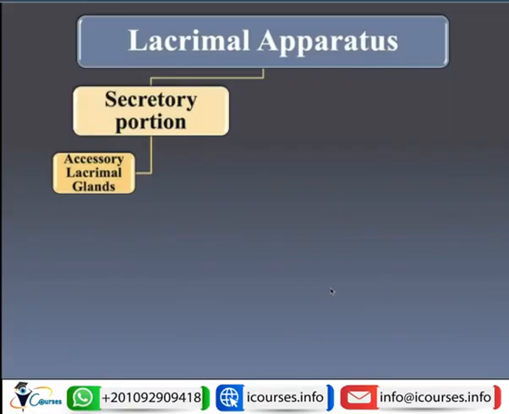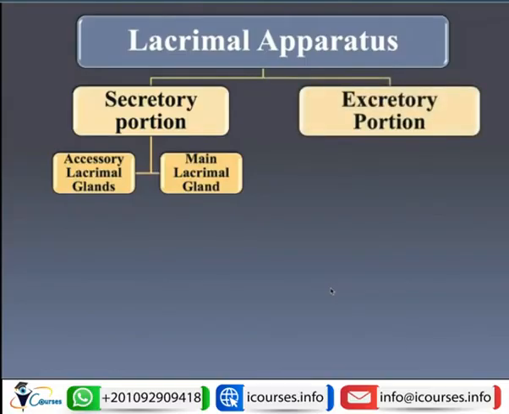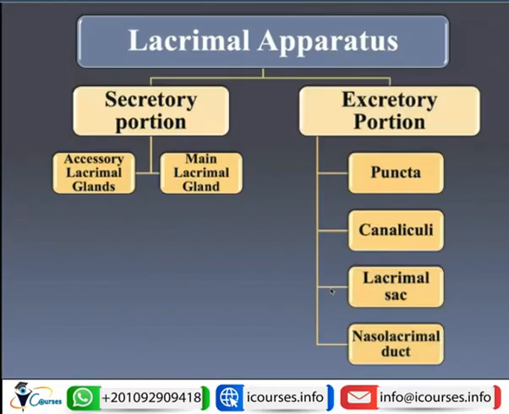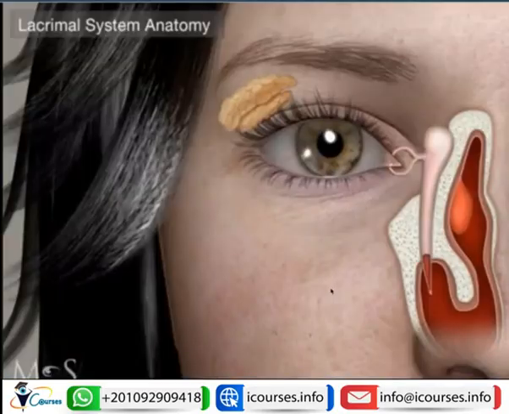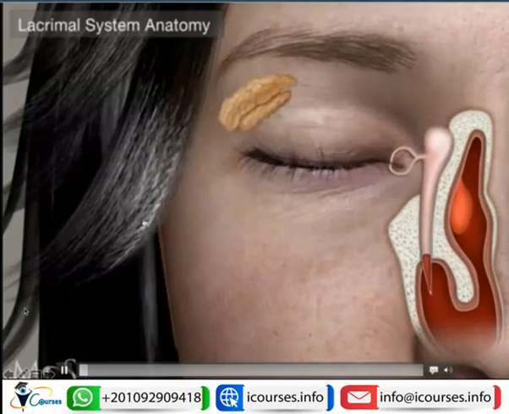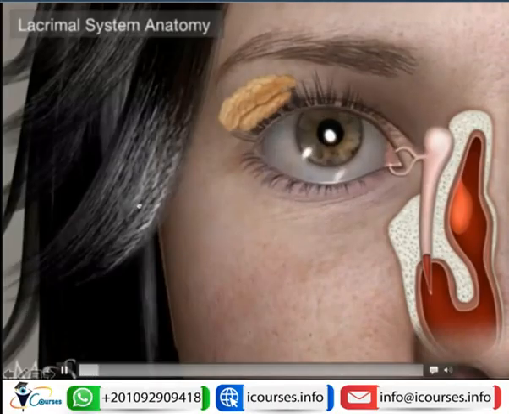The secretory portion consists of the accessory lacrimal glands, which we have just discussed for a while, and the main lacrimal gland. And the excretory portion is made of the puncti and the canaliculi, the lacrimal sac, and finally the nasolacrimal duct. So let's check this nice video that will summarize the details and the function of the lacrimal system.